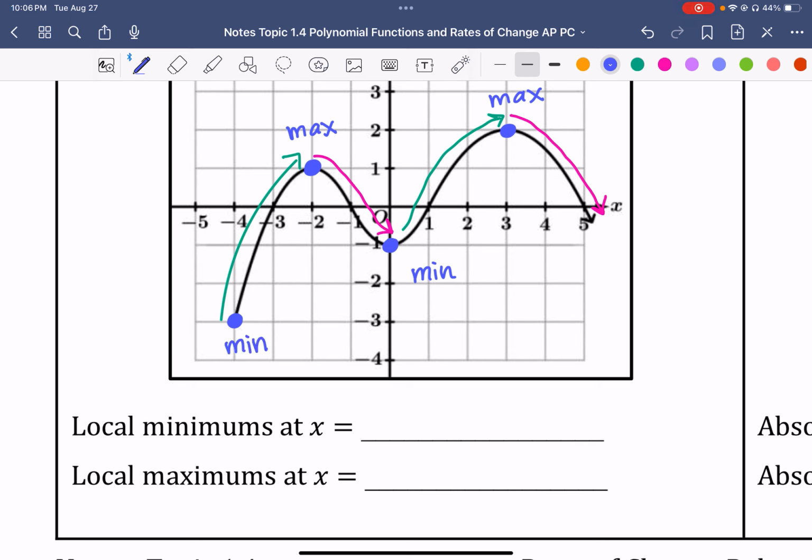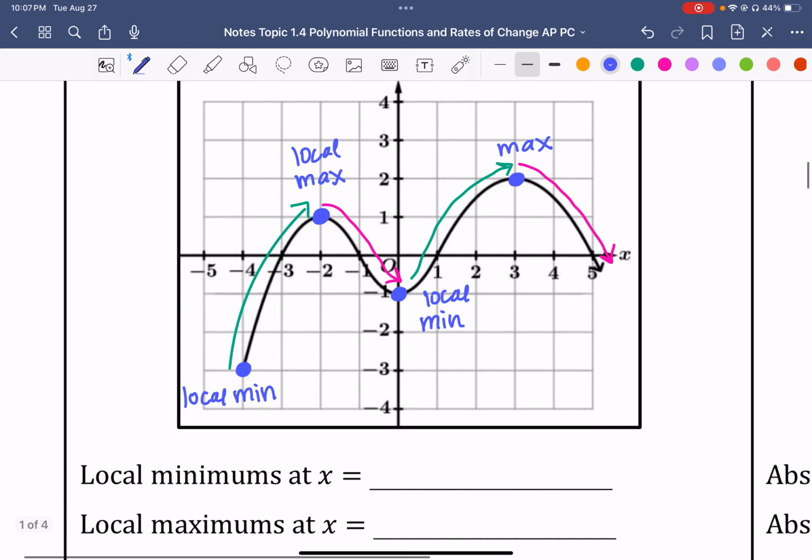Now all maximums and minimums are going to be considered local. So I'm going to label all of these: local minimum, local max, local minimum, and local max. They will all be considered local no matter what. And then remember, another word for that would be relative.